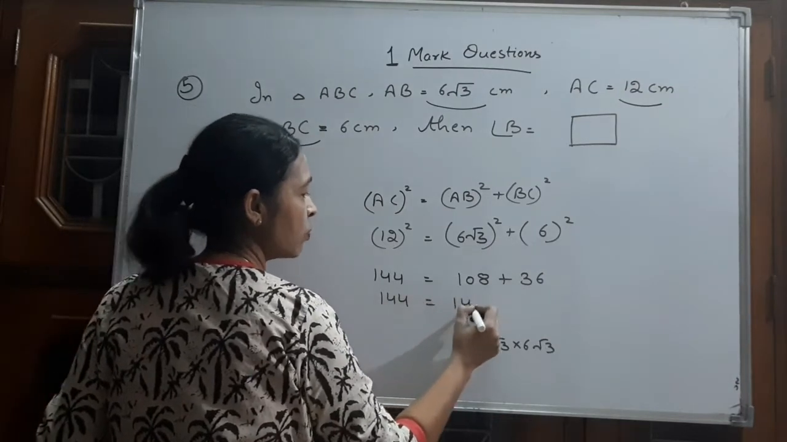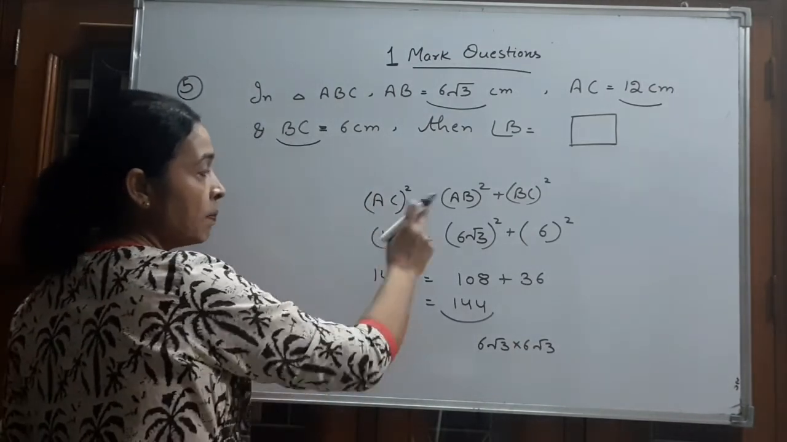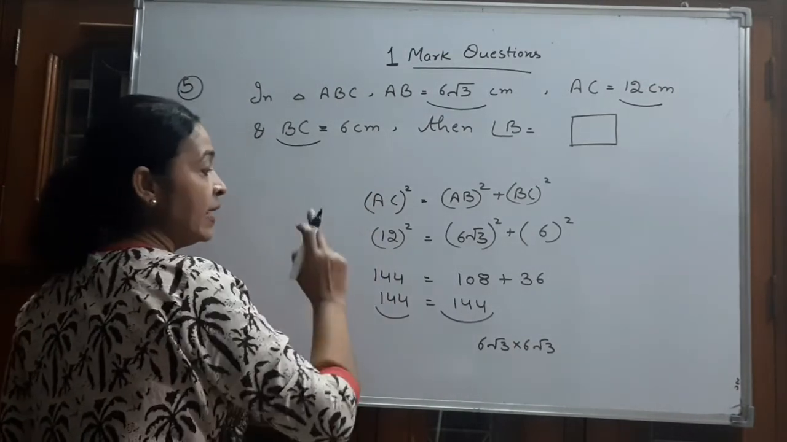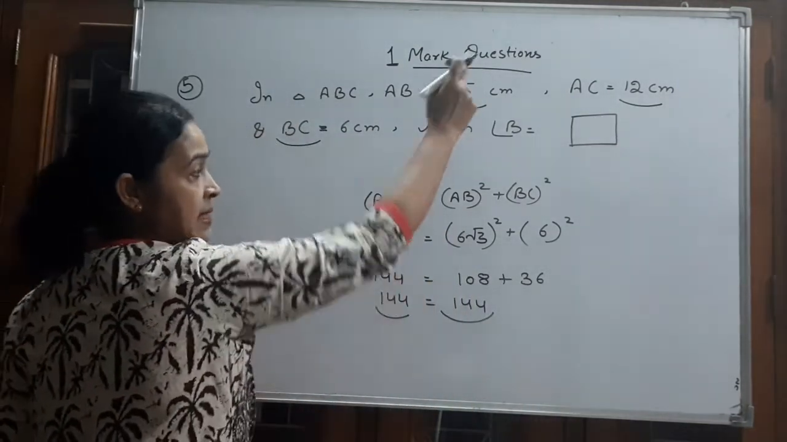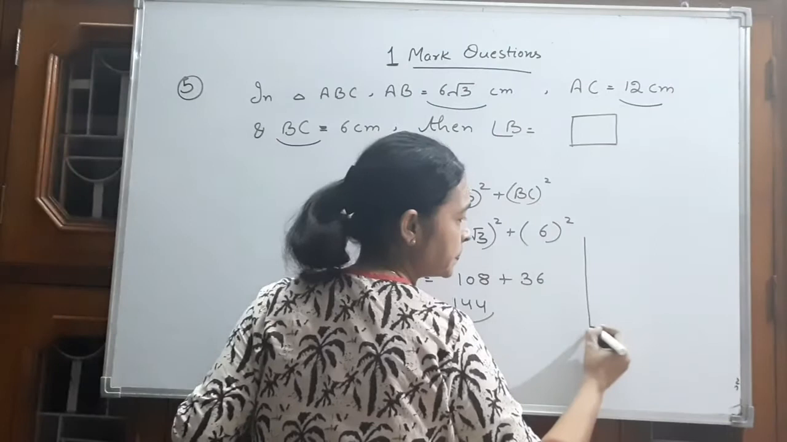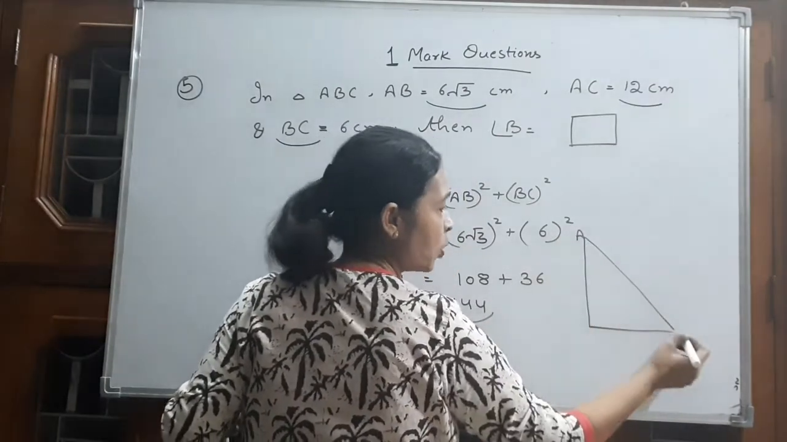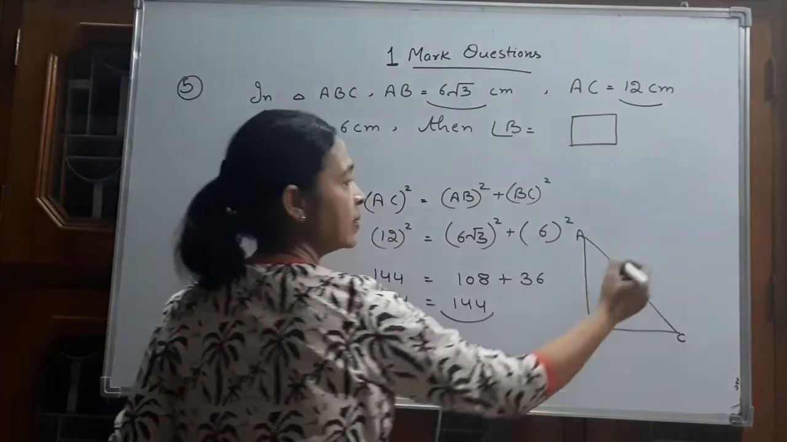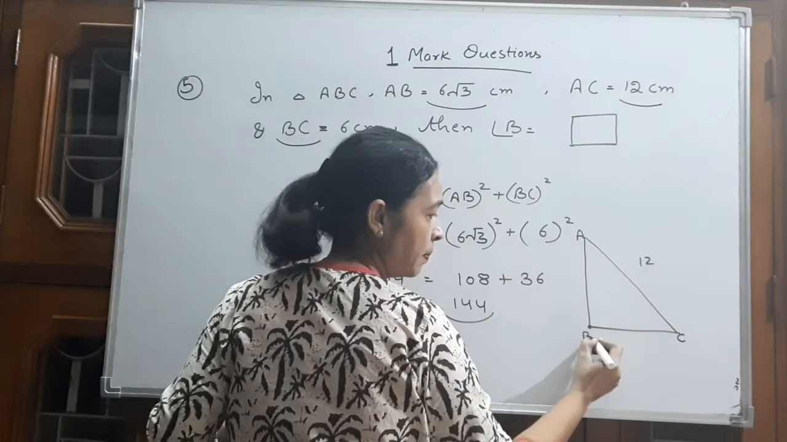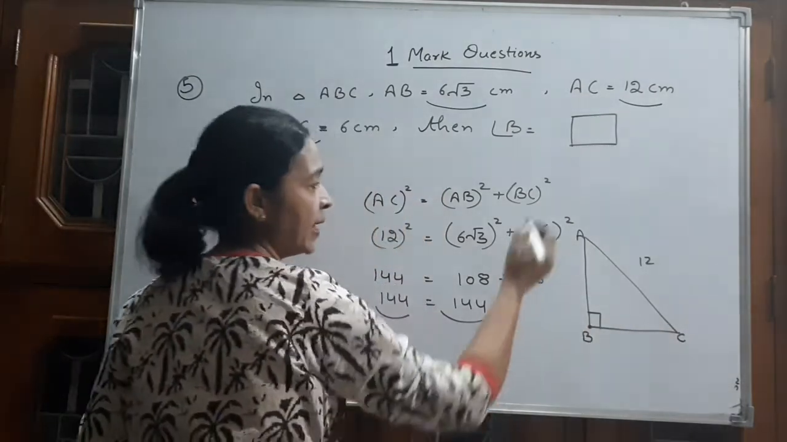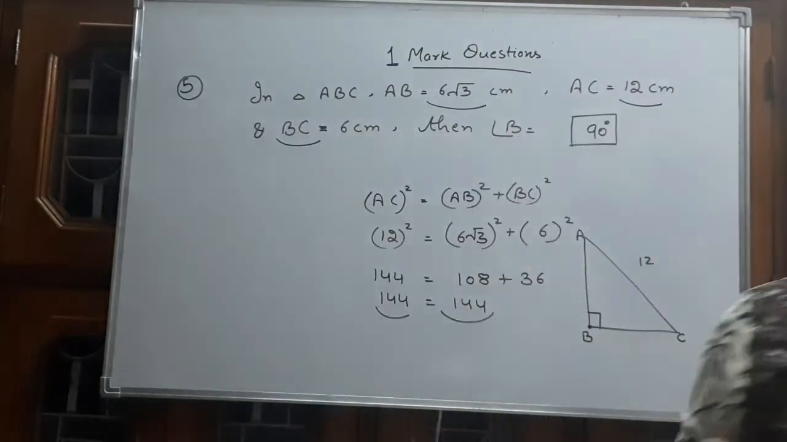144 equals to 144. Since left hand side equals to right hand side, therefore Pythagoras theorem is applicable. It means it is a right angle triangle in which AC is the longest side, and you all know that hypotenuse is the longest side. This is AC, 12 centimeter. What will be this vertex? B, and angle B will be 90 degrees. Therefore, our answer is 90 degrees.